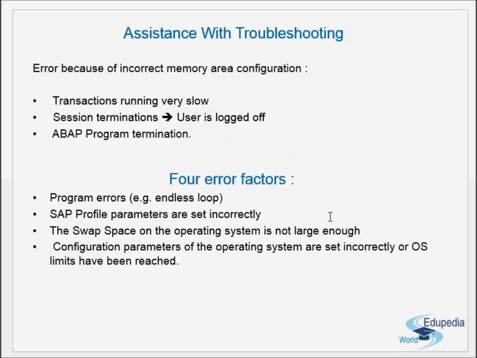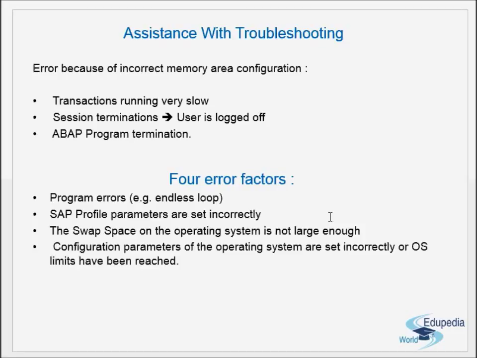Now, the assistance with troubleshooting. Why? You know what type of errors we face when we run out of memory. The transactions run very slow. Then the session terminations happen. The user is simply logged off, or the ABAP program terminates.